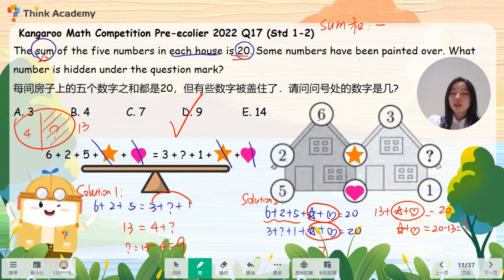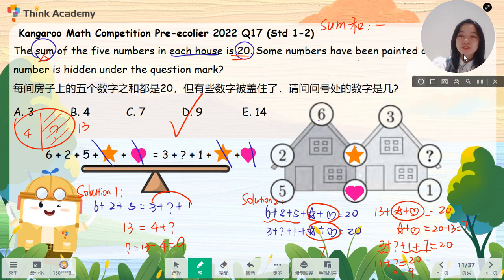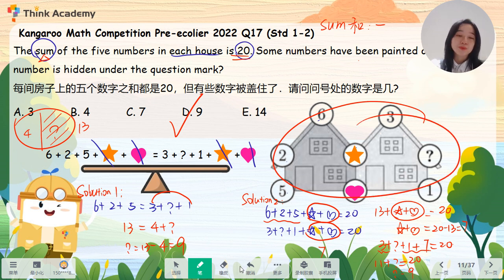It is still 7. So in this case, we have 3 plus a question mark plus 1 with 7 equals 20. Actually, only one number is missing. 3, 1, 7 makes 11. 11 plus a question mark equals 20. We can easily get that the question mark is 9. 20 minus 11. No matter which way you use, you can see we can solve the question mark. The question mark is 9.